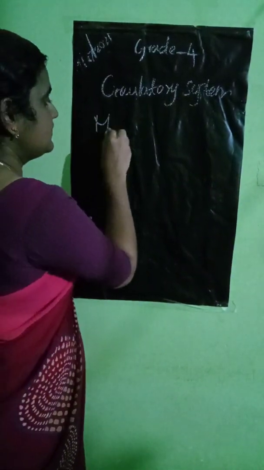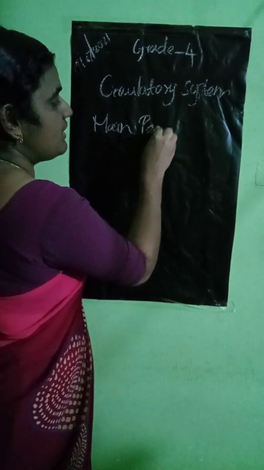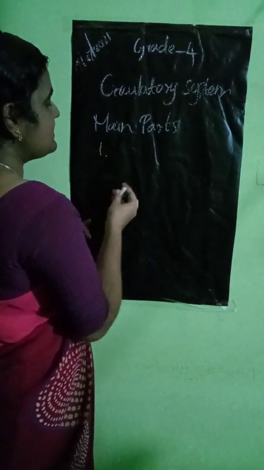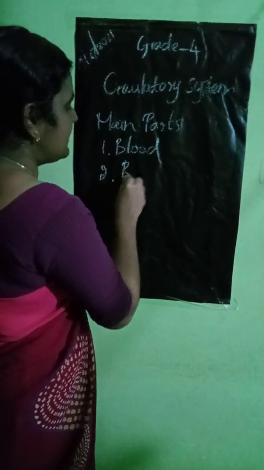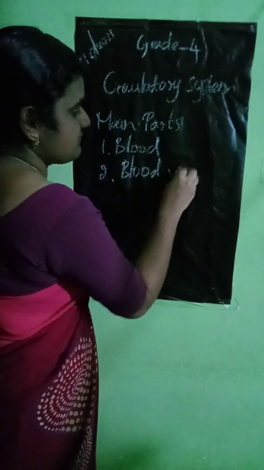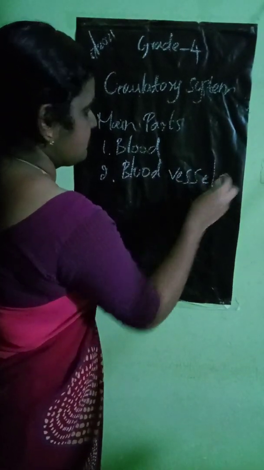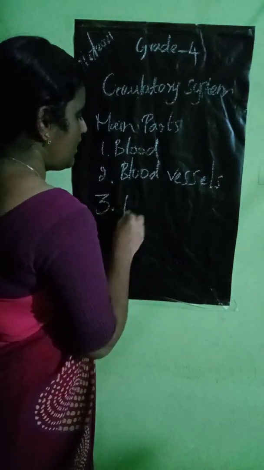So, what is the circulatory system? The set of organs that help to carry blood to different parts of our body is known as the circulatory system. The main parts of the circulatory system are: the first one is blood, the second one is blood vessels, and the third one is the heart.